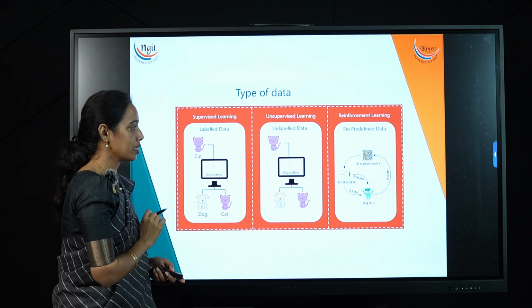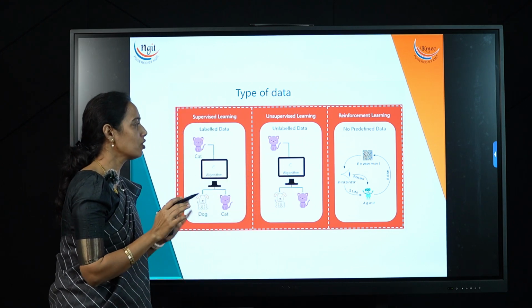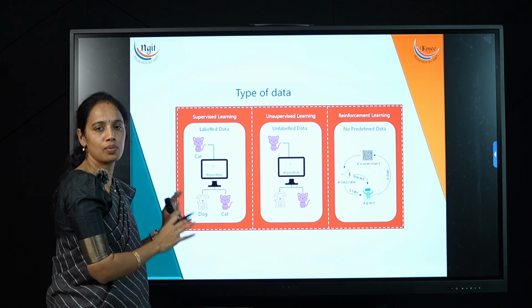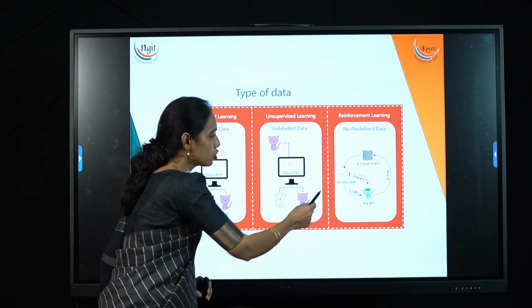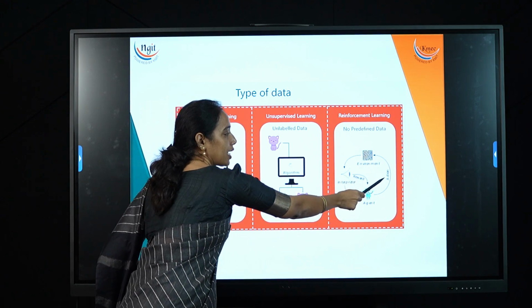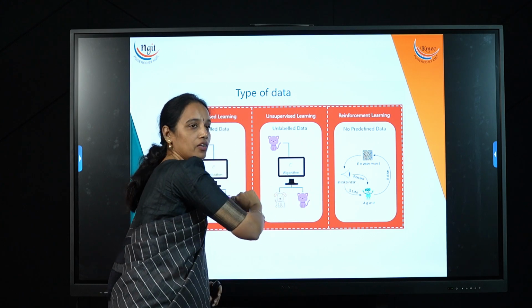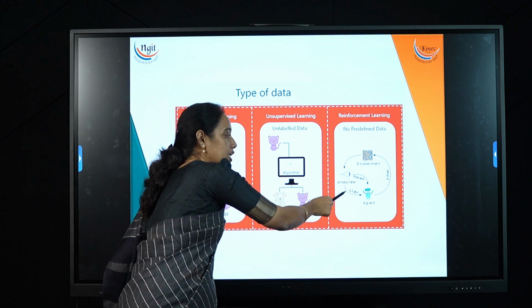That is what unsupervised learning is. And coming to reinforcement, there will be no predefined data, either labeled or unlabeled. It is different. When you see here, the agent pursues the environment and takes an action, then he gets the reward or punishment, and accordingly he will change the state.